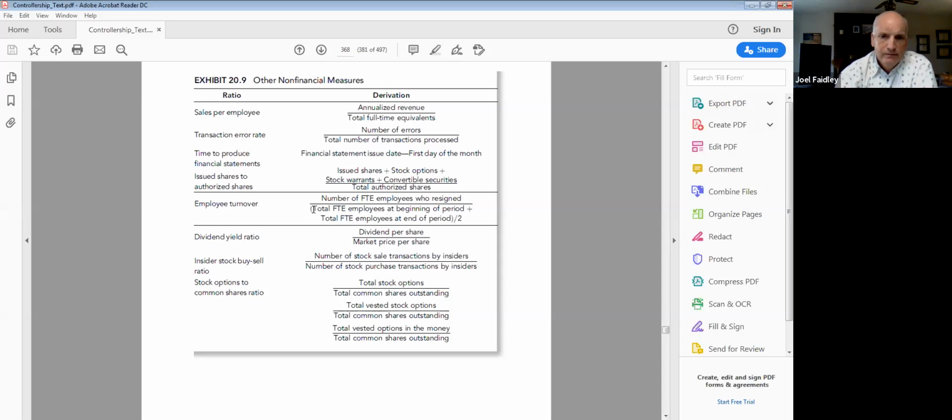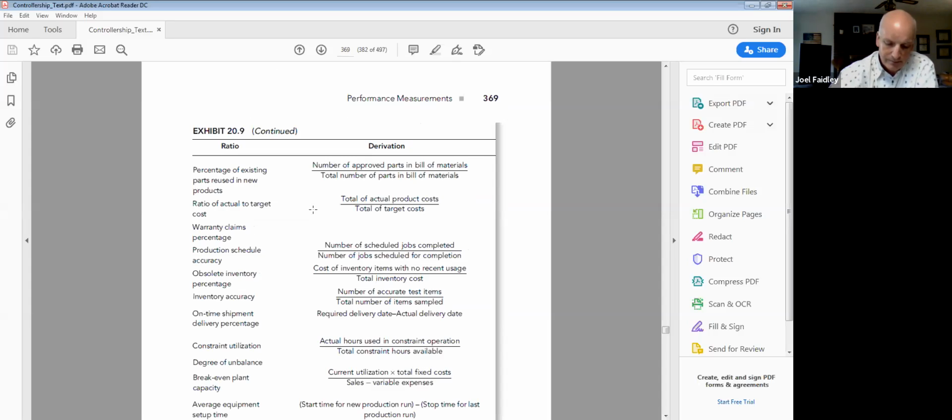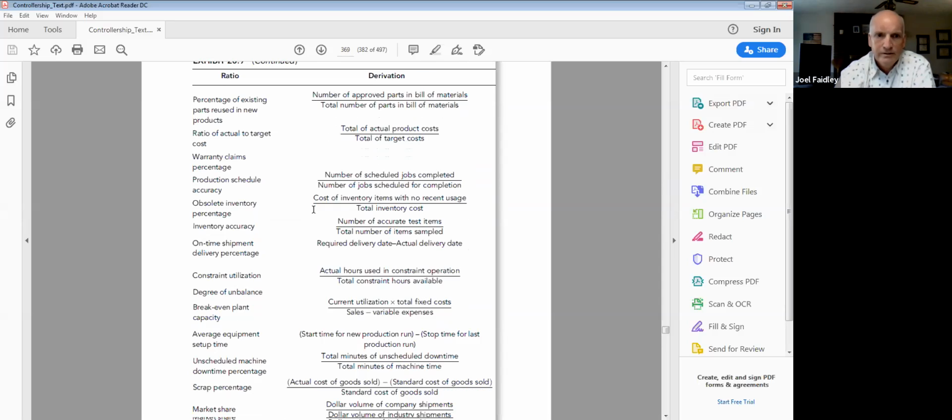Dividend yield, stock options. I know how much everybody likes to talk about stock options. Look at the next page coming down there. Warranty claims percentage. Very important. That's where you have to go back and make adjustments, change in estimates on your books when you've got more warranties being filed, because the accrual basis of accounting, you accrued that expense and set up the liability.